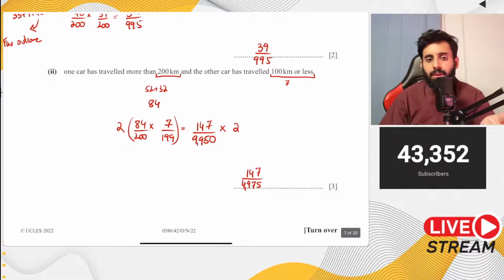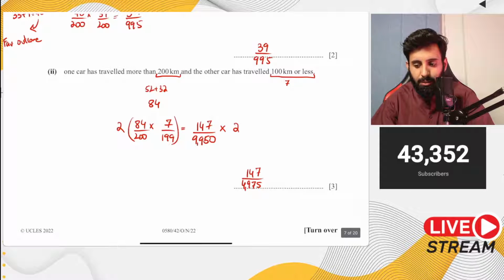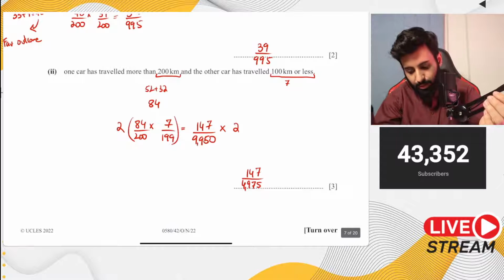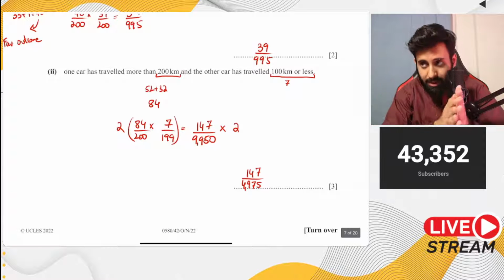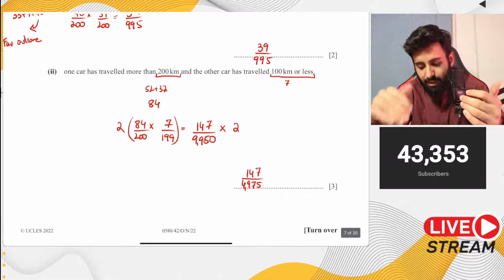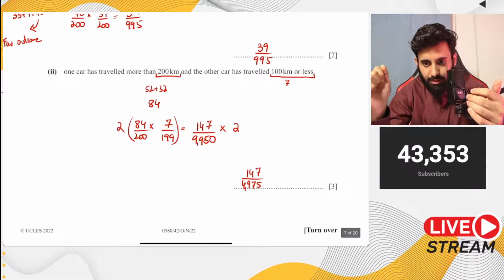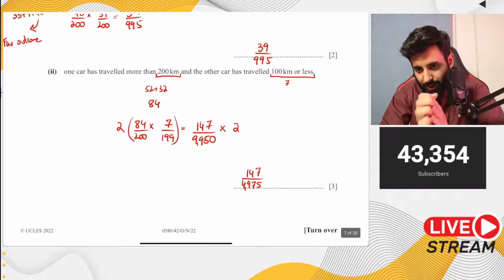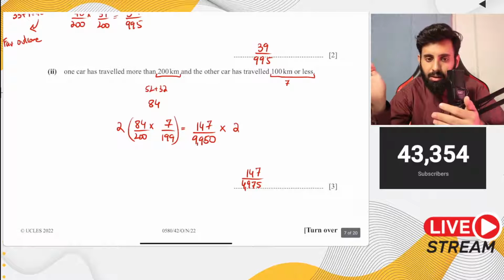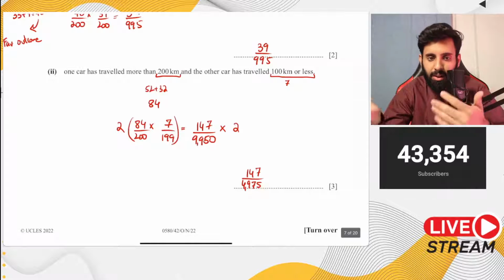Why do we multiply by 2? Because the question hasn't specified which one should be more than 200 kilometers and which one should be less. The question didn't say that the first one should have traveled more than 200 kilometers and the second one should have traveled less than 100 kilometers. So that is why we're multiplying it by 2. It's like one is blue and the other is red. What do we do in that case? Blue red plus red blue, or simply blue red times 2.